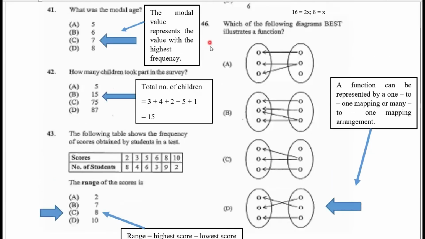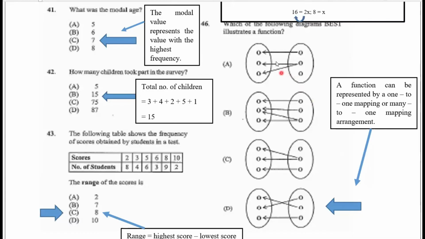So we are done with statistics and we are moving on into functions and relations and graphs. Which of the following diagrams best illustrates a function? Now, I want to say here, a function could be either a one-to-one mapping where one input goes to only one output, or it could be a many-to-one mapping. Many-to-one is when several inputs go to only one output. Either mapping could work, one-to-one or many-to-one.